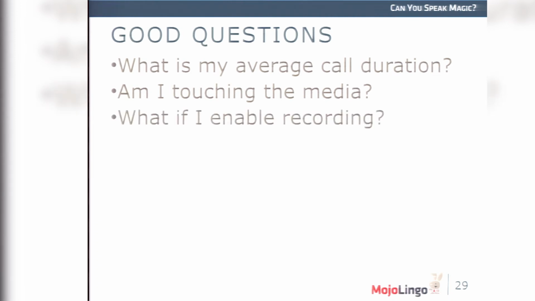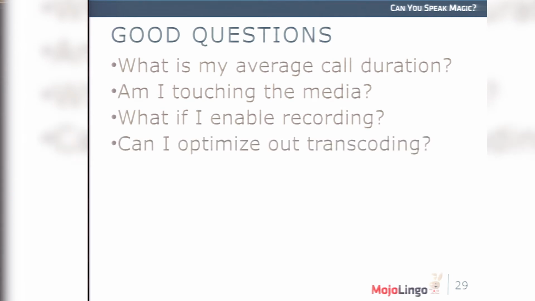What happens if I enable recording? Really, how much will that eat into my expected capacity? Can I optimize out transcoding, assuming you're transcoding in the first place? Transcoding might be in the form of taking GSM on this side and ULAW on this side, or it might be in the form of ULAW on both sides, but your audio prompts in the middle are in wave format, right? So there are different places you might be transcoding. And can you get rid of that?